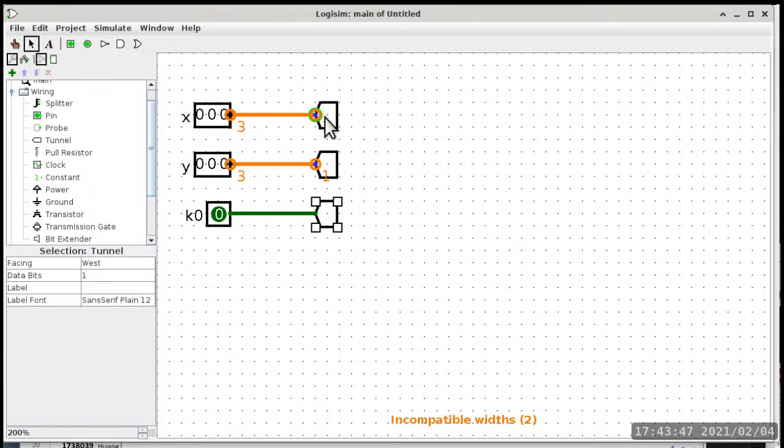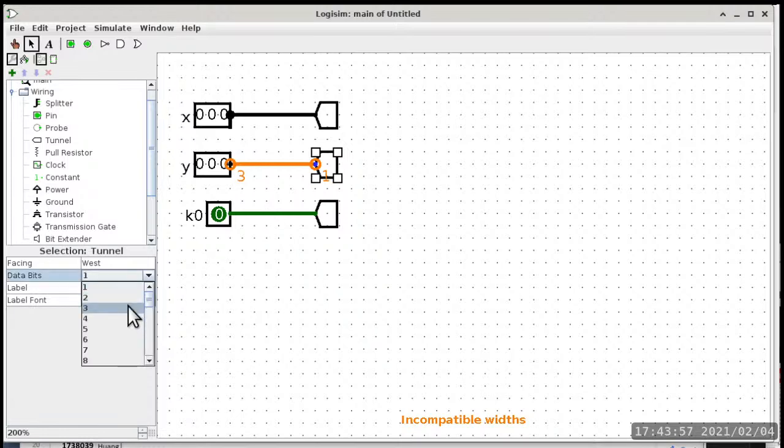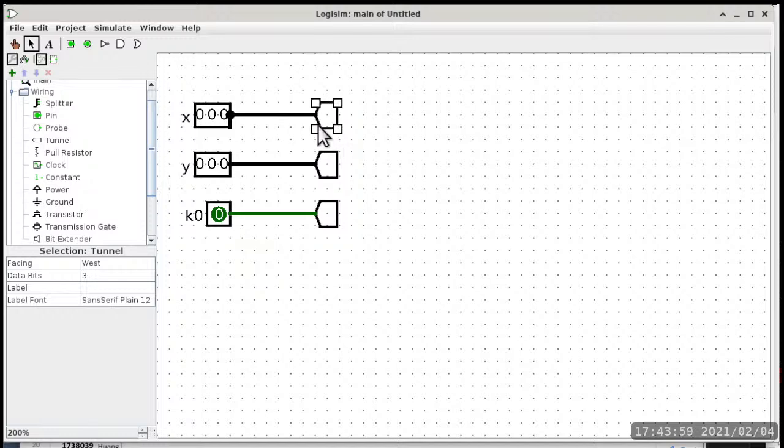All right, so the tunnels, just like the pins, also have a number of bits. So we need to make sure the number of bits match between the input pin and the tunnels. The tunnels can also be labeled. The label of a tunnel is significant because every tunnel that has the same name is logically connected, and they are case sensitive as well. This is really important, because if you don't label a tunnel, it is not connected to anything.